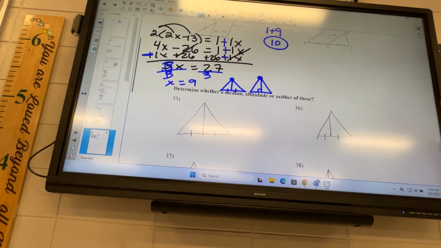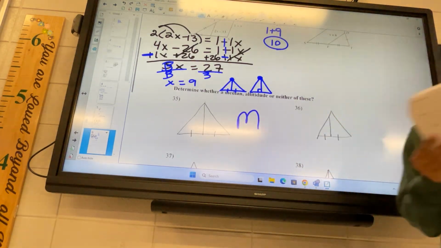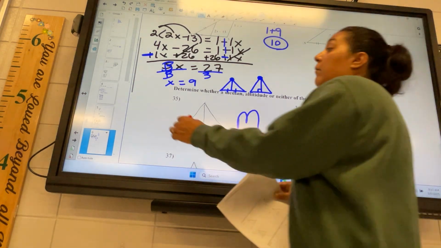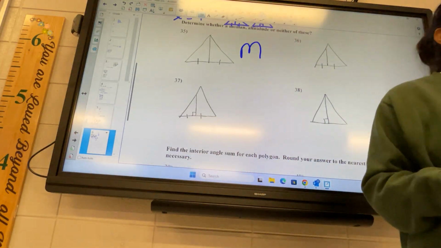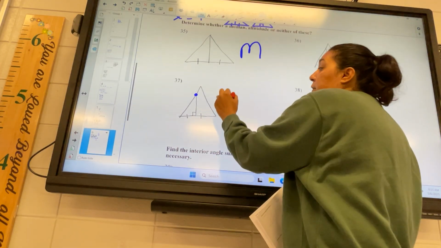Okay, so if we look at 35, is that a median, an altitude, or neither? Median. It is a median, okay? We can see it comes down from the vertex, and it has the 2 lines. So this is a median. Okay, what about 37? Is that a median, an altitude, or neither? Neither. Why is it a neither? Remember, it's got to come from a corner, and it's coming from here, okay? So this is going to be a neither.